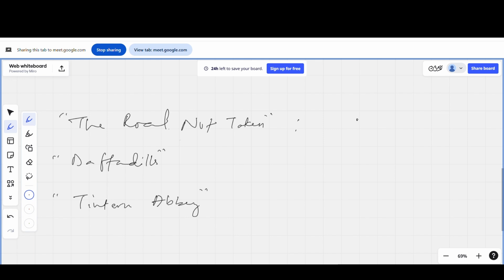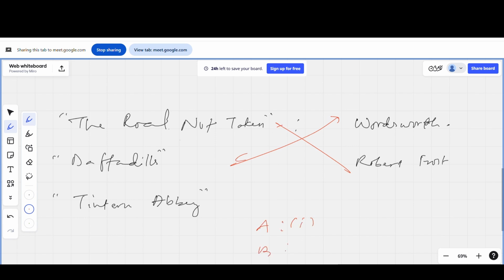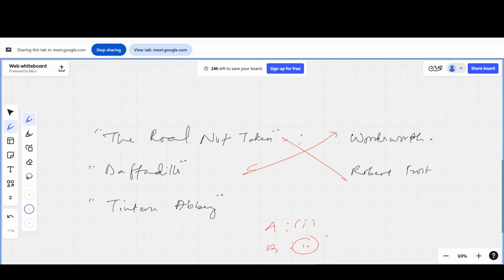Let's say Wordsworth will be here, and Robert Frost will be here. They'll ask you to match like this. A is Roman number 1, B is Roman number 2, like this. You have to do that. These are very common NET questions.